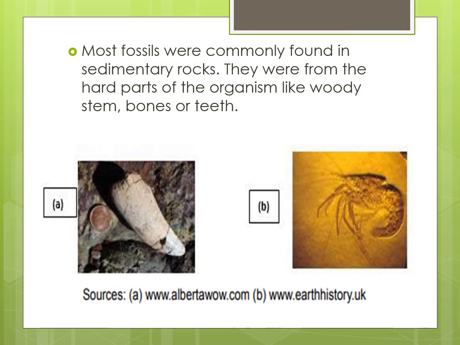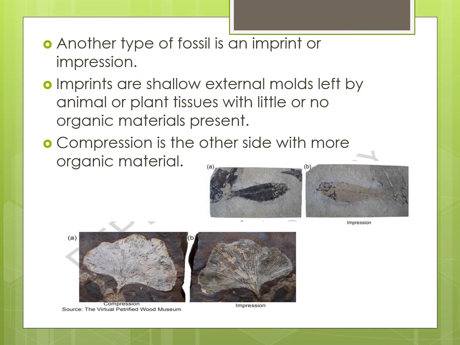Most fossils were commonly found in the sedimentary rocks. They were from the hard parts of the organism like woody stem, bones, or teeth. Another type of fossil is an imprint or impression. Imprints are shallow external molds left by animal or plant tissues with little or no organic materials present. Compression is the other side with more organic material.